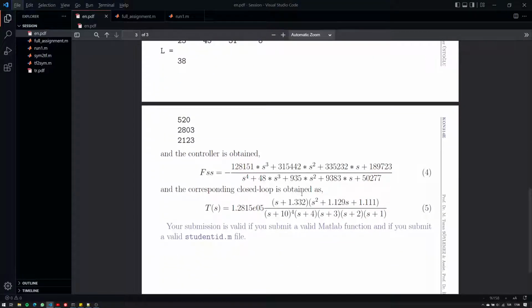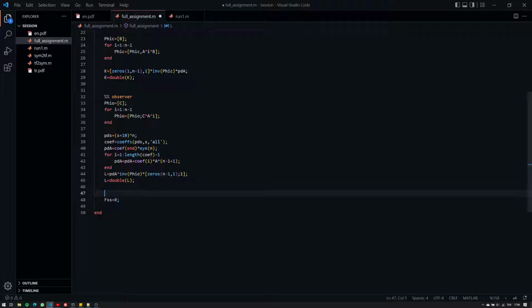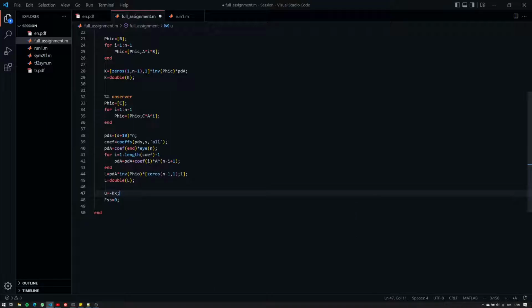Now, this whole thing here might scare you off, but it's not really that problematic. So we have this equation here, u equals minus kx. So that's one thing.